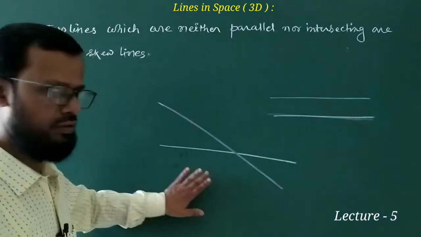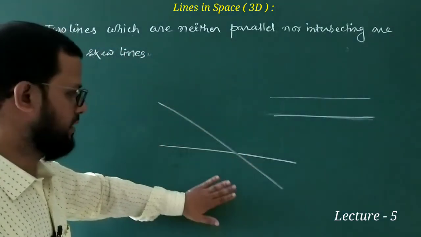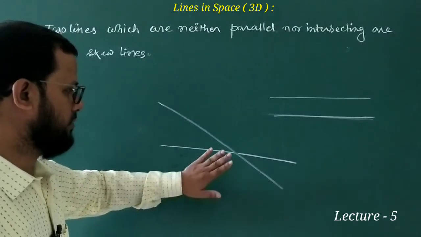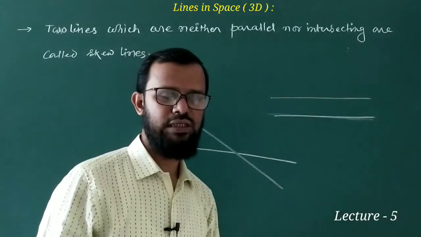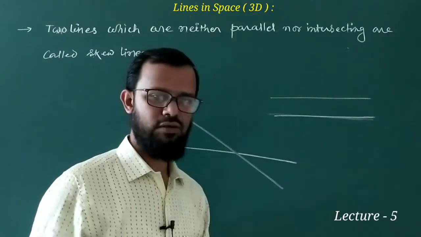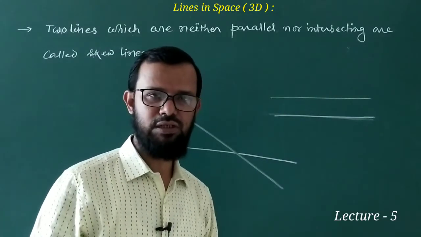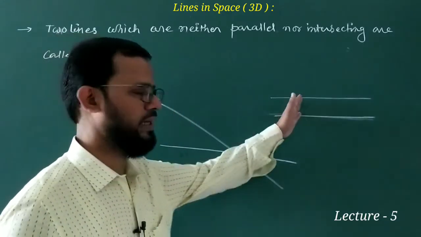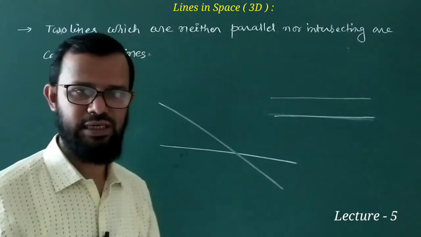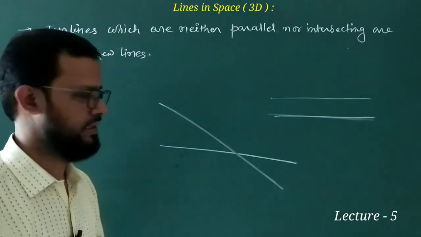So this is your particular plane, suppose in space, and in this plane I have drawn two types of lines. One is intersecting lines and one is parallel lines. These lines are not skew lines, because they are parallel and they are intersecting, right?